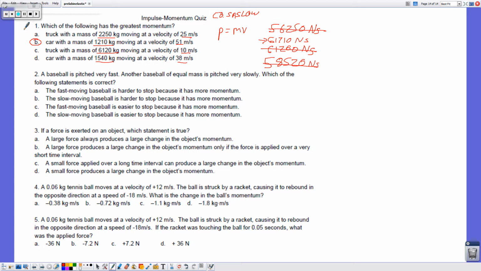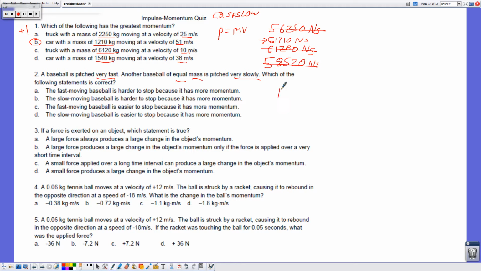If they got the answer B, give them a +1. Alright, next. A baseball is pitched very fast. Another baseball of equal mass is pitched very slow. Which of the following statements is correct? The fast-moving baseball is harder to stop because it has more momentum.